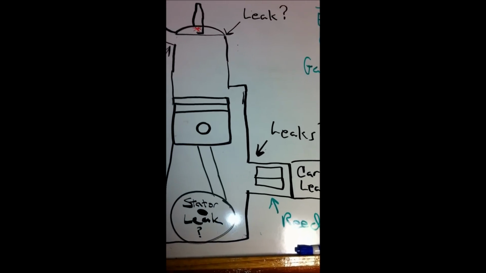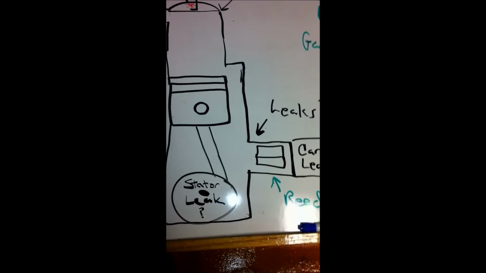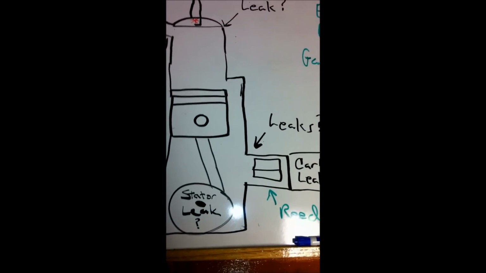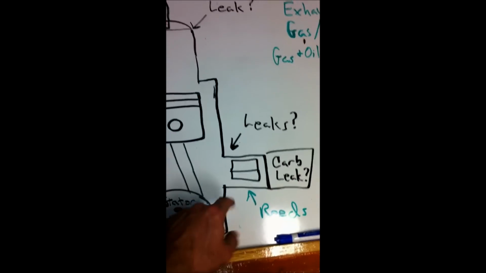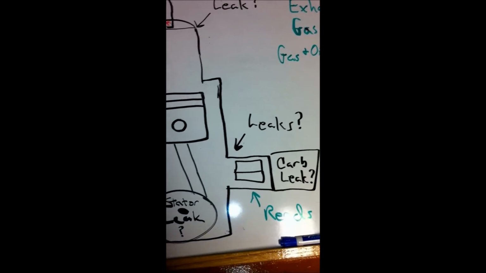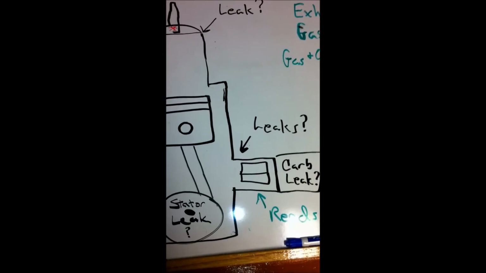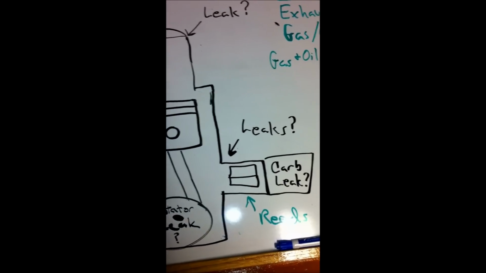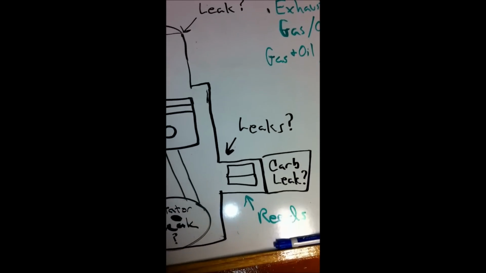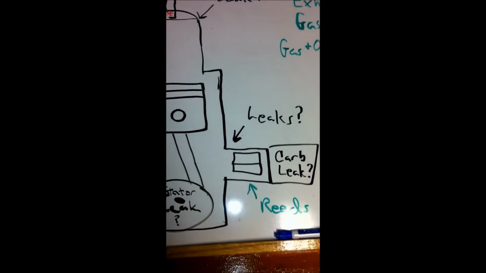The way you check for those is a number of ways. You can use starting fluid. If you think there's an air intake leak around your reed valves, then start up your quad, let it run, spray a little bit of starting fluid. If it idles up faster, you know that starting fluid is getting into the engine somehow. So that tells you where the leak is.